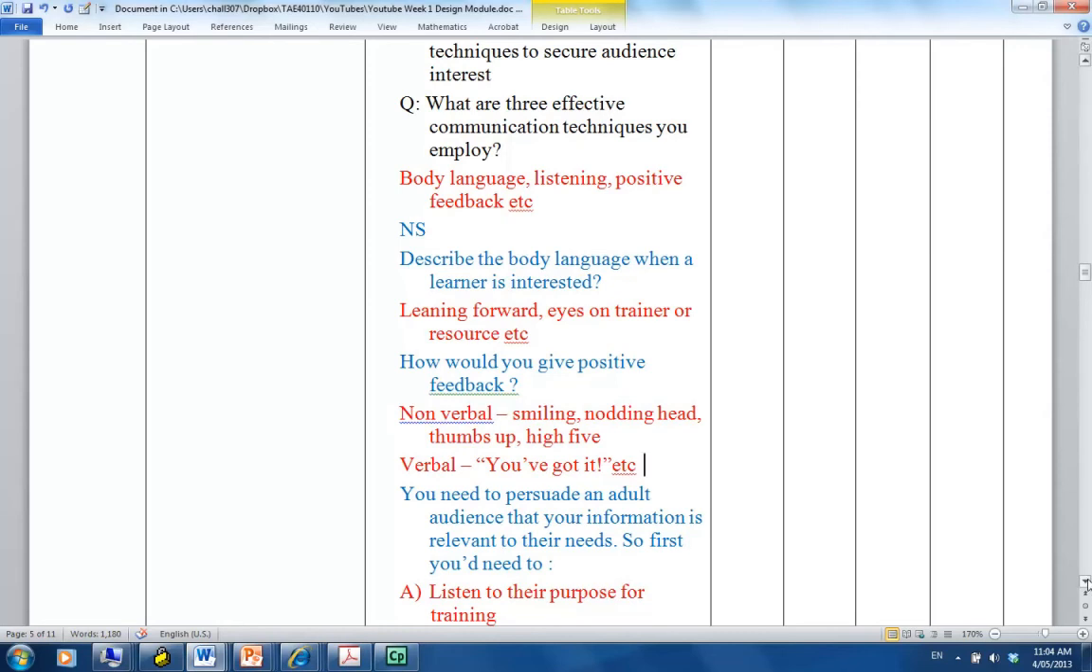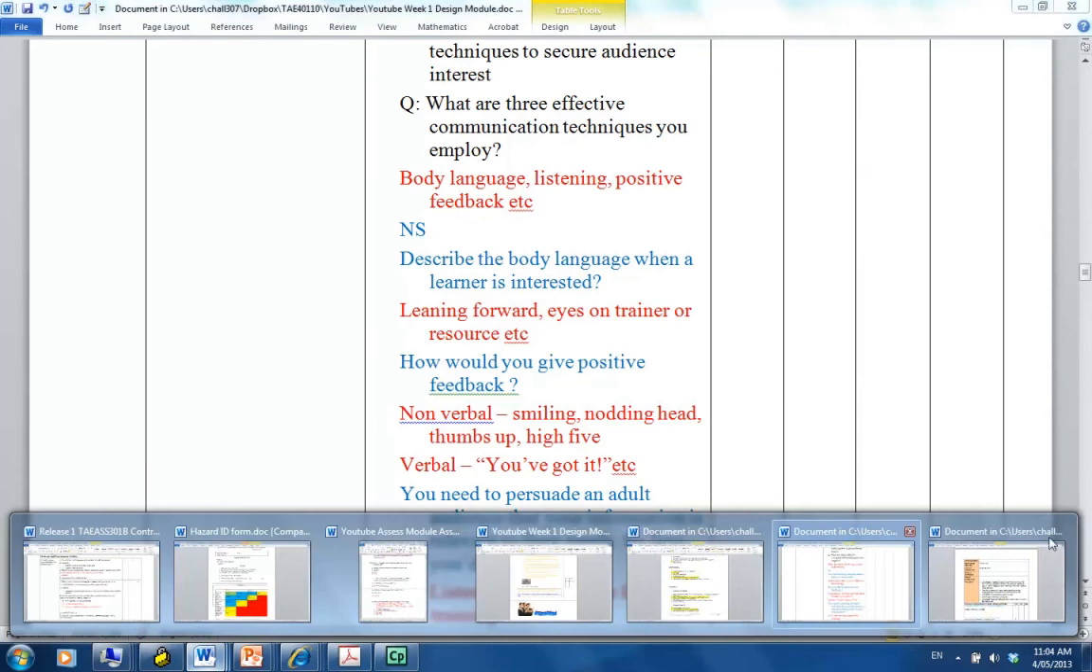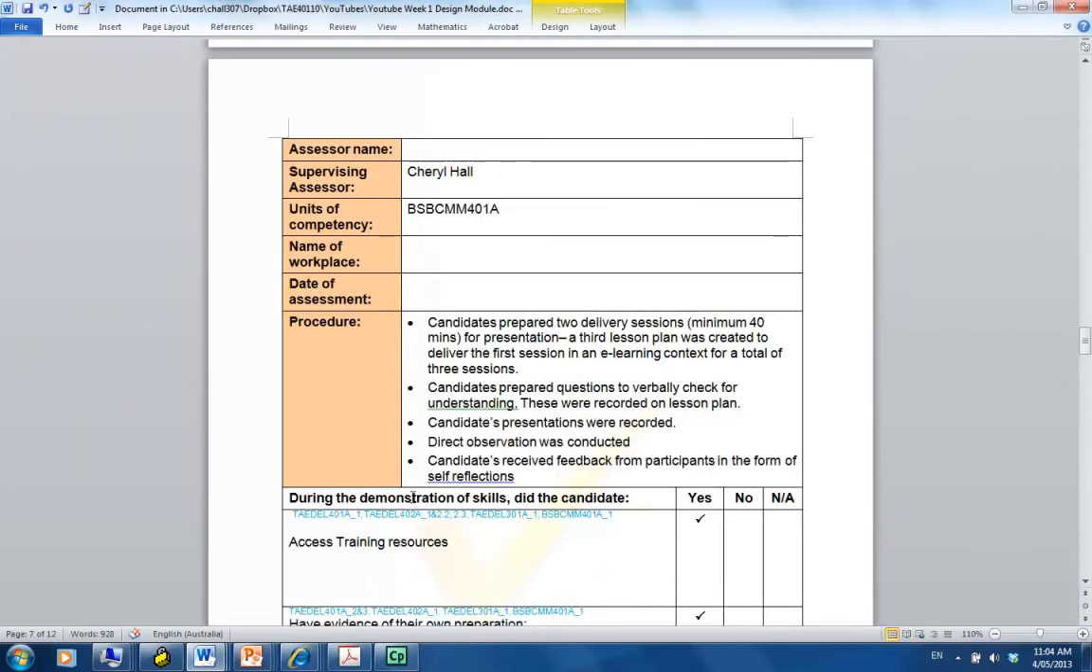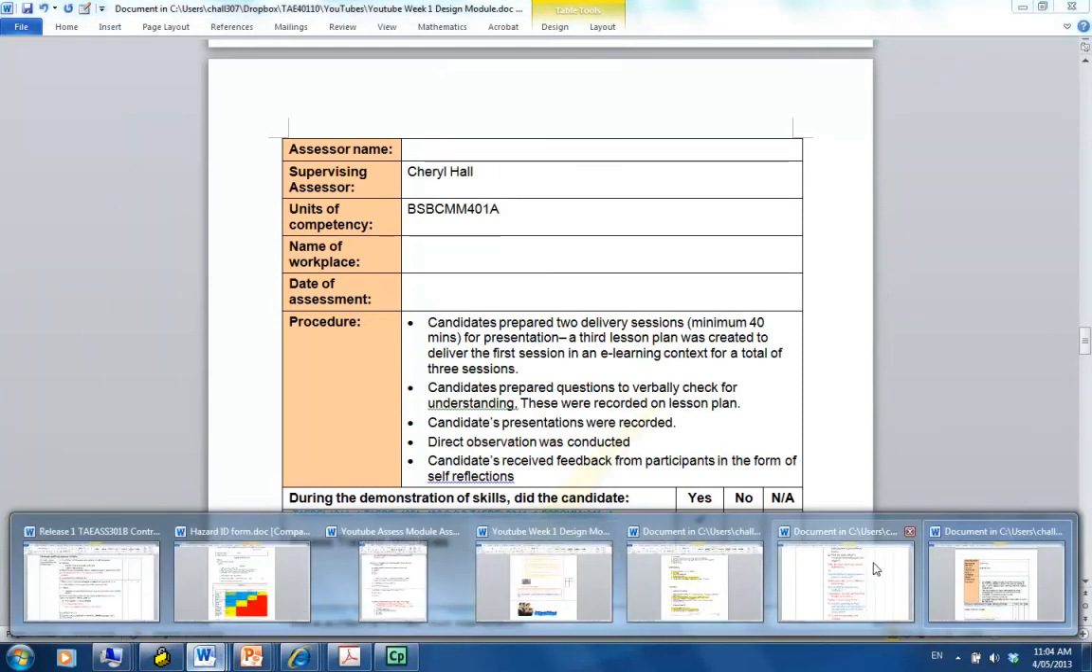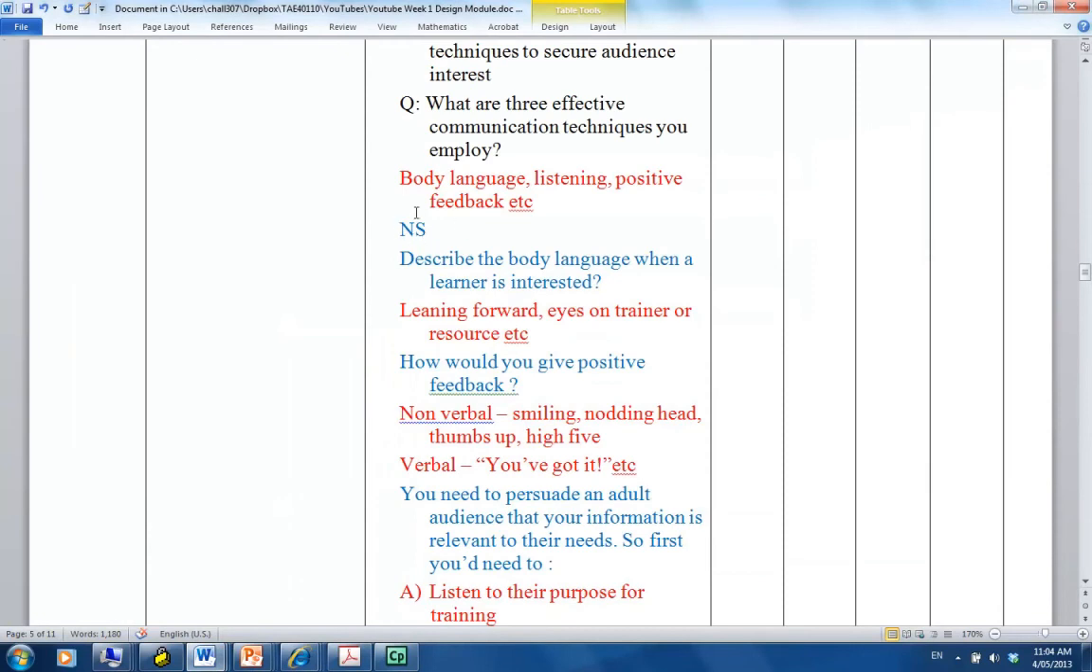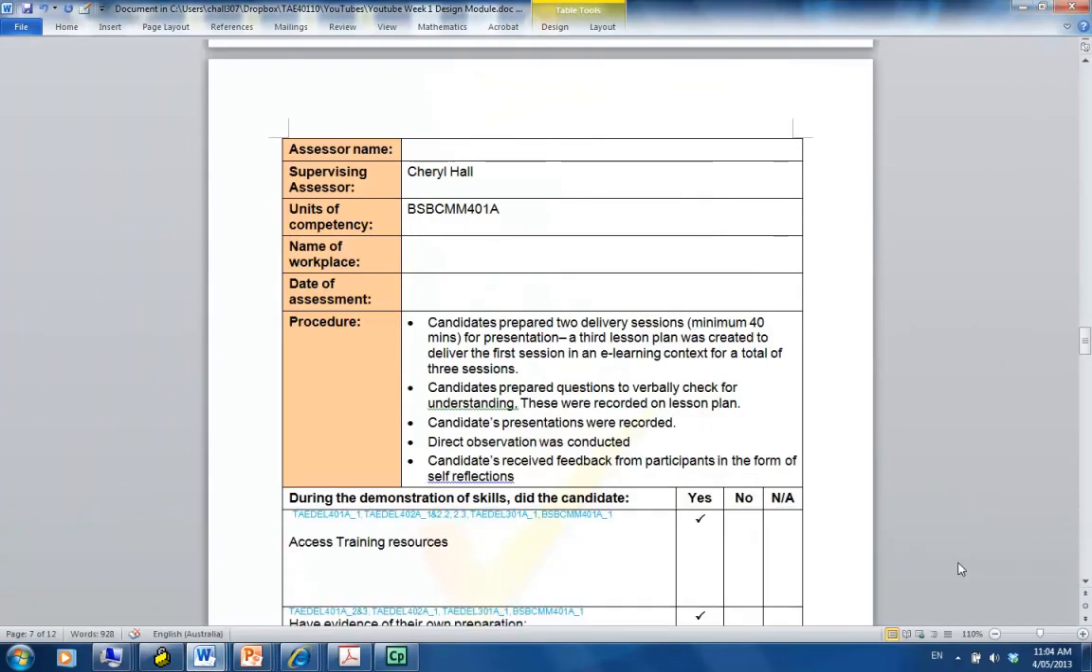So that was your first instrument, okay? That's your questioning instrument. The second one is your observation checklist. So I've got that up here as well. So during the demonstration of skills, did the candidate assess training resources? So this is for the Make a Presentation one. So you can either tick yes or tick no. So unlike our questioning instrument where it was S or NS, you're actually placing in the observation checklist a yes or a no tick.